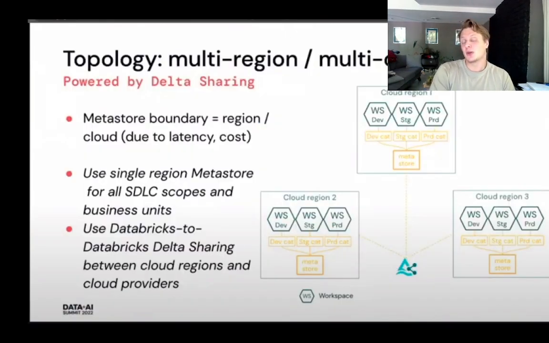It has a multi-cloud architecture, so you can use it across multiple clouds. The way that you would do that is through Delta Sharing. So Unity Catalog you can use across multiple clouds. And once again, it's that one metastore is the design principle behind it.